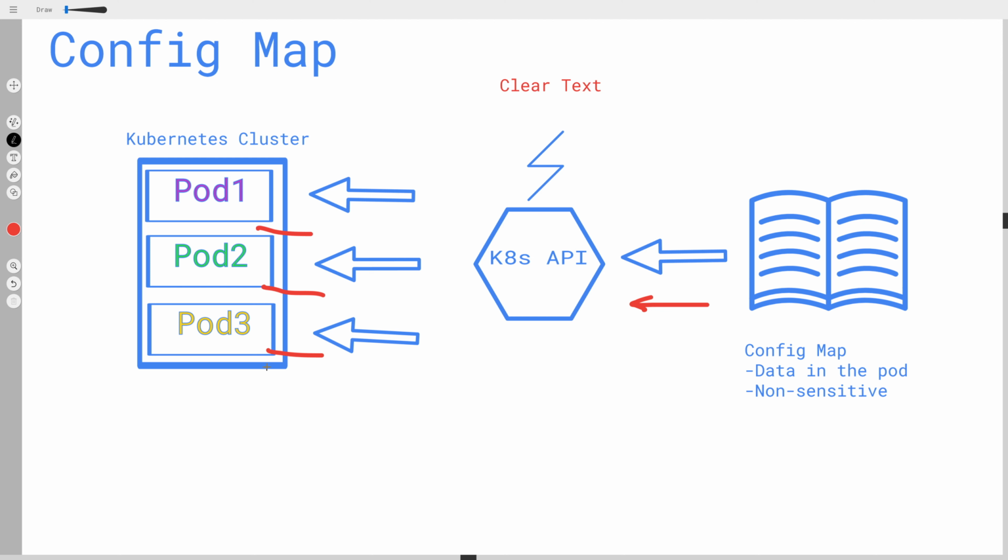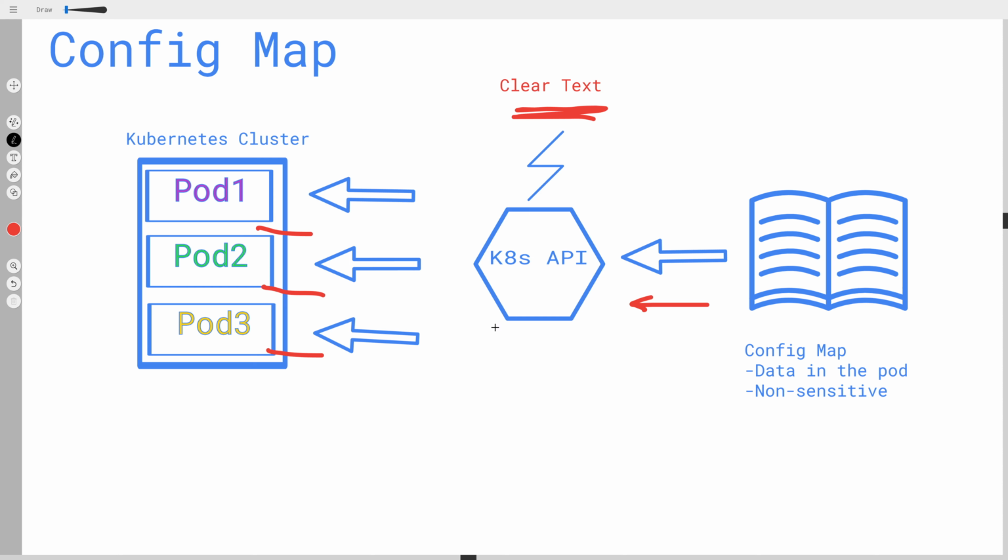And so if you want to update a configuration parameter or some kind of value, you don't have to redeploy the application pods in order for this information to get picked up. But this is all in clear text, so it's important to understand that if there's sensitive information here, config maps are not really the way to go.